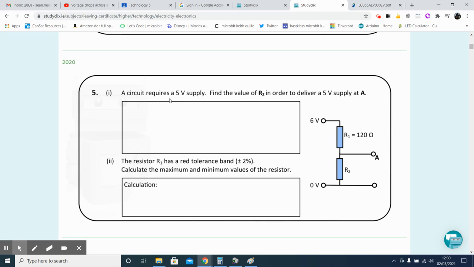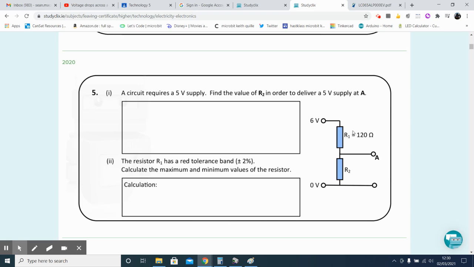So they're saying here that a circuit requires a 5-volt supply. It says 6 volts here, but they mean at this point A. Find the value R2 in order to deliver that 5-volt supply at A. So A here is going to go on to a transistor or a 555 timer or potentially an op amp or something like that.